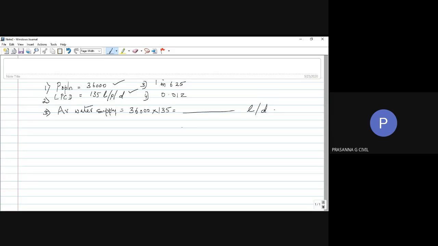Bhuvan, are you there? Yes, ma'am. Please do the calculation and convert it into meter cube per second and tell me the answer in meter cube per second. Ma'am, 56.25. Meter cube per second.